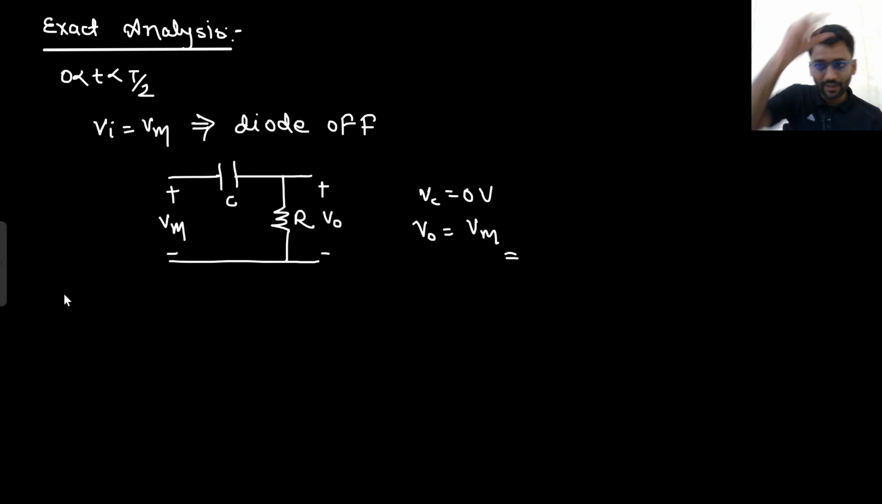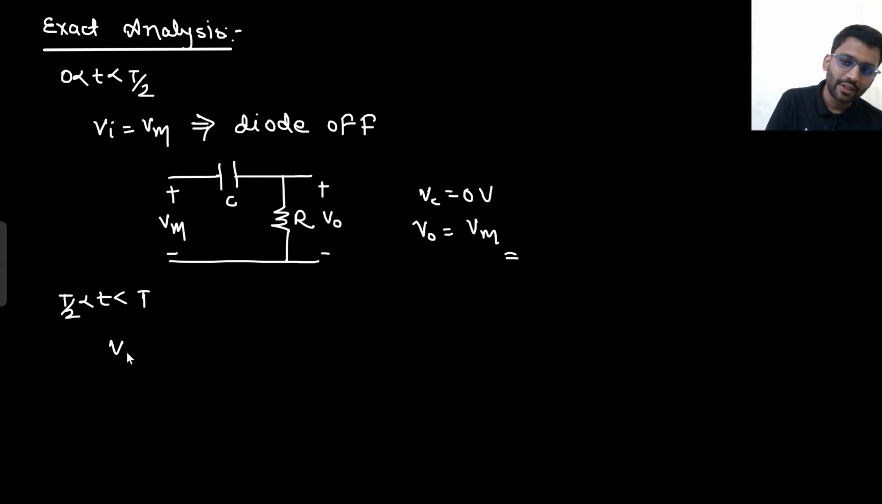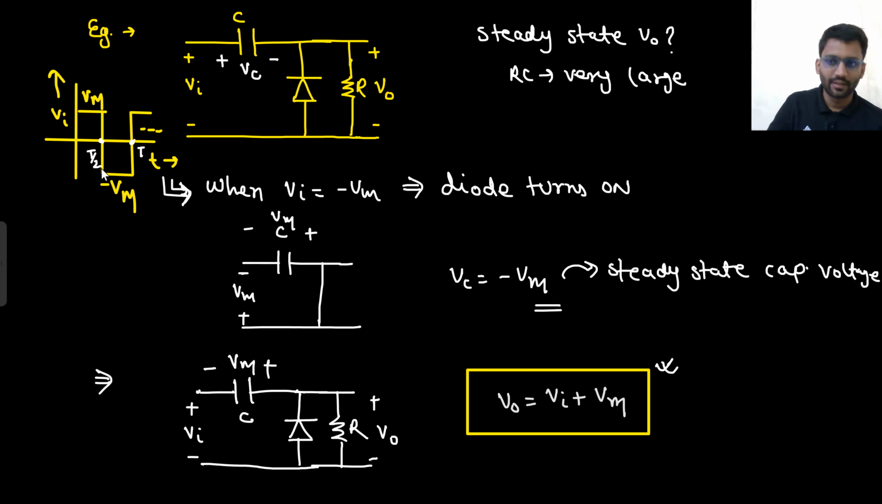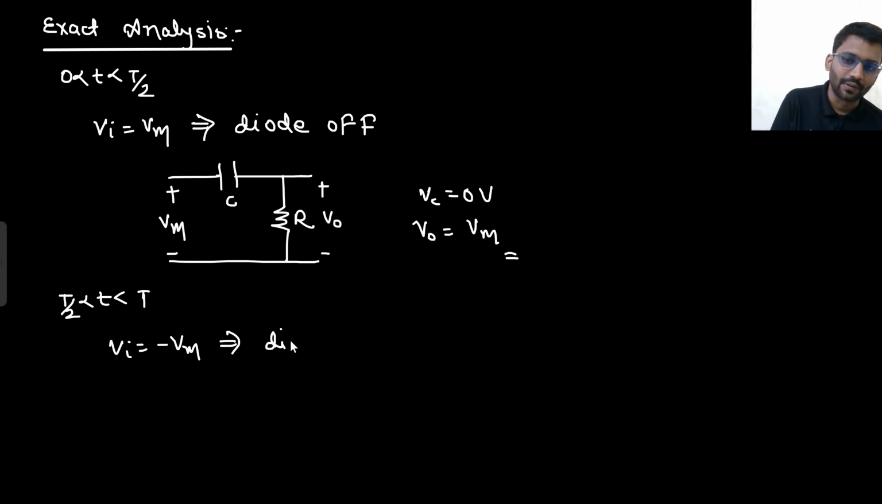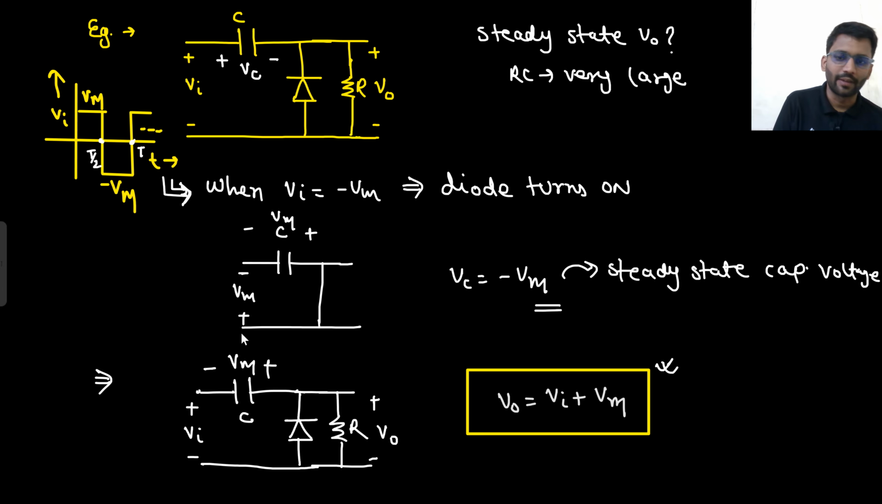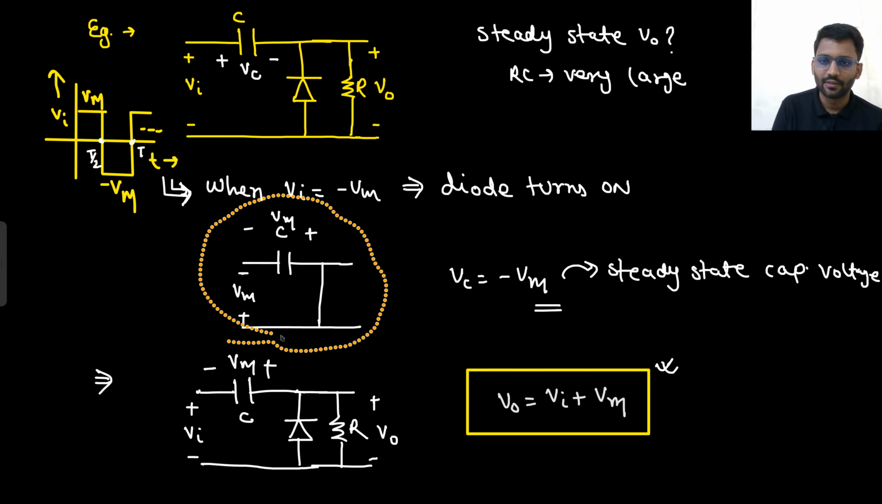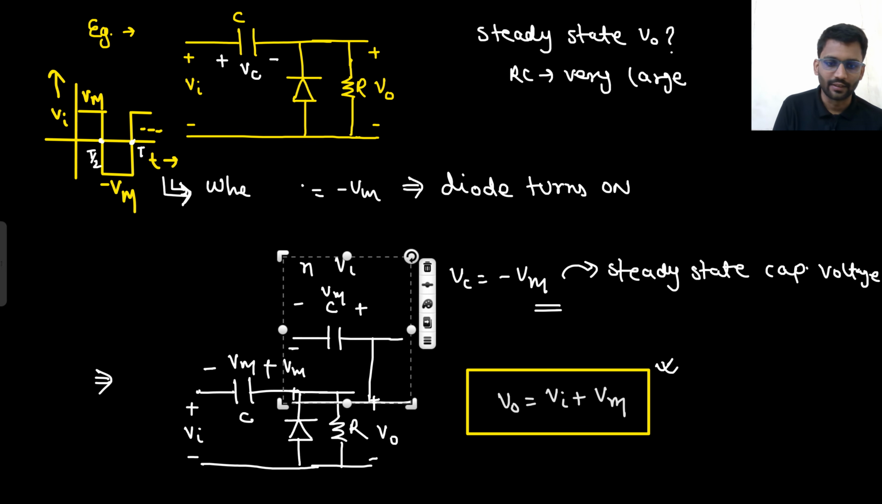Now what will happen for T by 2 to T? For T by 2 to T, input is minus Vm. If input is minus Vm, what will happen? The diode will turn on. And if the diode turns on, this will be the condition. Exactly the same condition will be there. So I guess I can copy it directly.